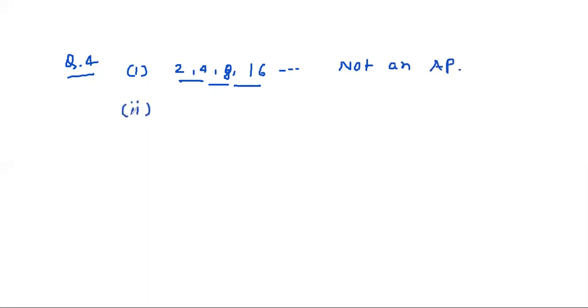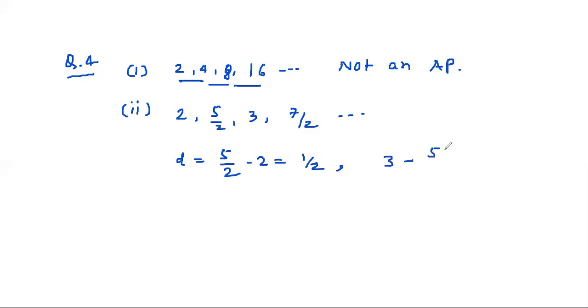Second, 2, 5 by 2, 3, 7 by 2, etc. So here common difference is same. 5 by 2 minus 2 will give 1 by 2. The same is true here. 3 minus 5 by 2 will also give 1 by 2. So it is an AP. If it is an AP, then next terms can be written as, so next term will be 4, then 9 by 2, then 5, then 11 by 2, etc.